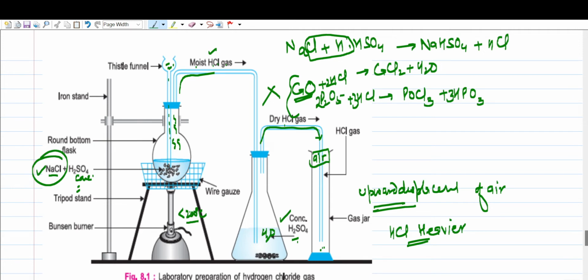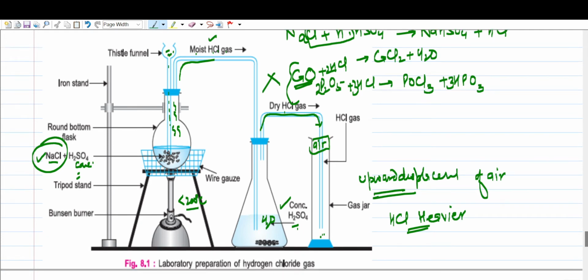Why do we not keep the temperature above 200 degrees centigrade? Because the fuel is wasted and the apparatus gets spoiled, because sodium sulfate forms a hard crust. Okay, now let's take up the physical properties.